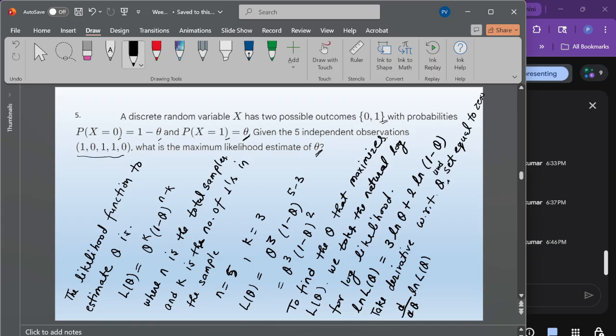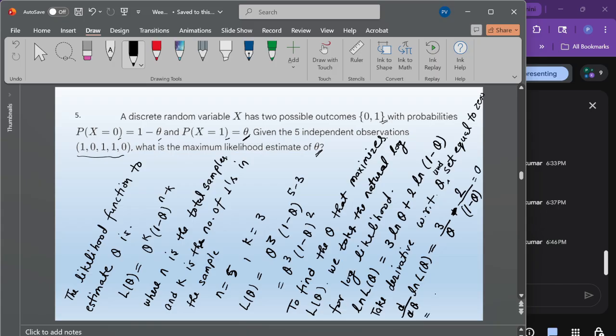So d by d theta of ln L of theta, that is equal to 3 ln theta, which will be 3 by theta. If we take the derivative, ln theta will be 1 by theta. Similarly, this side also gives 2 by 1 minus theta, and there is one more term, minus theta. If we take the derivative of minus theta, the minus sign will appear here. Okay, that is equal to 0.